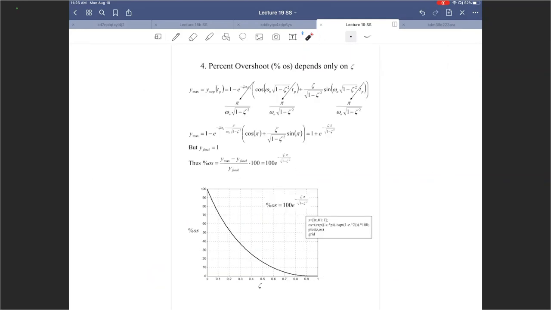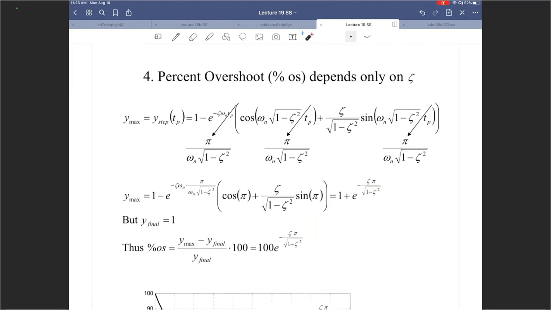Next, we look at the percentage overshoot. Percentage overshoot is defined by this equation: y max minus y final divided by y final. So y final is 1, right? If you have a step response, eventually your output will settle down to 1. We already know that. We need to find y max. What is y max? Y max is the step response value at peak time. So we will evaluate the step response at TP. We already know TP from earlier.